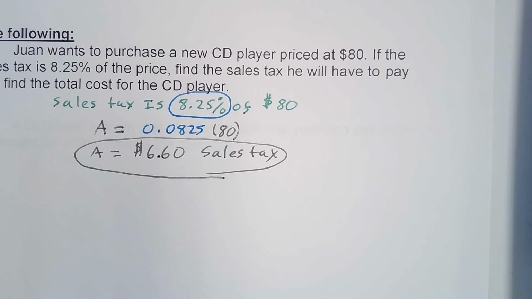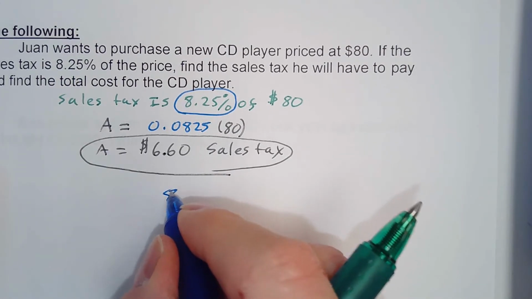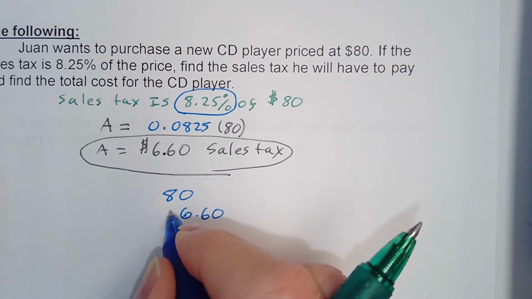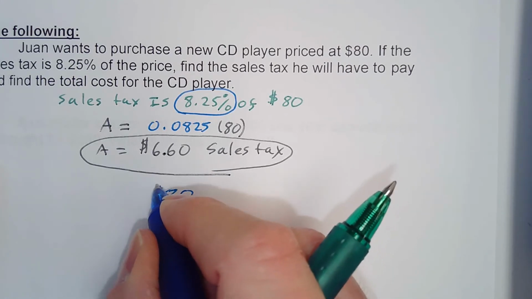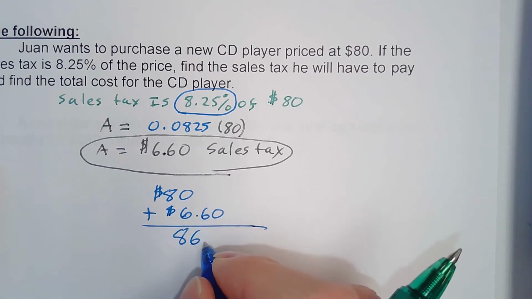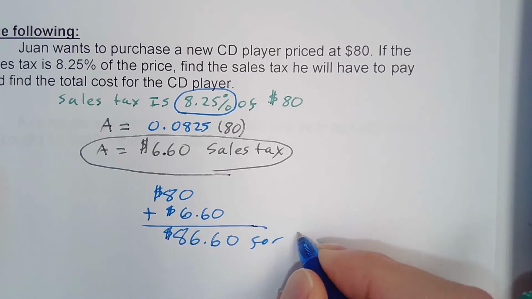And then they also want us to find the total cost of the CD player. Well, we'd have to take the $80 plus the $6.60, the price plus tax. Now it would give us $86.60 for the cost.